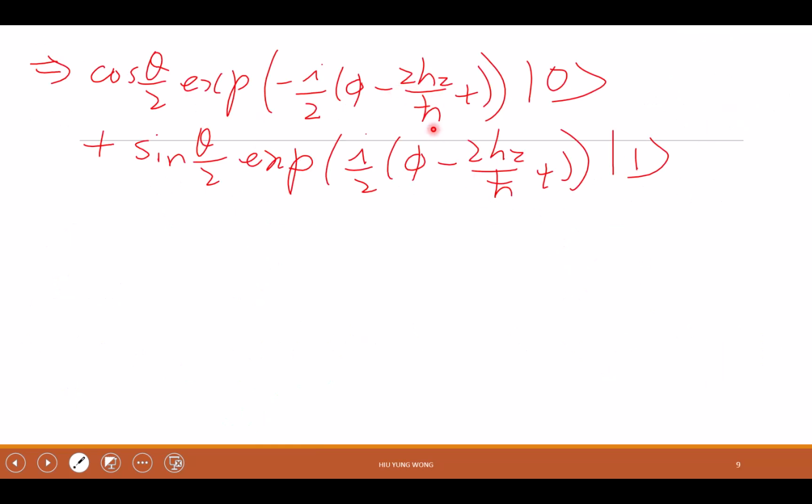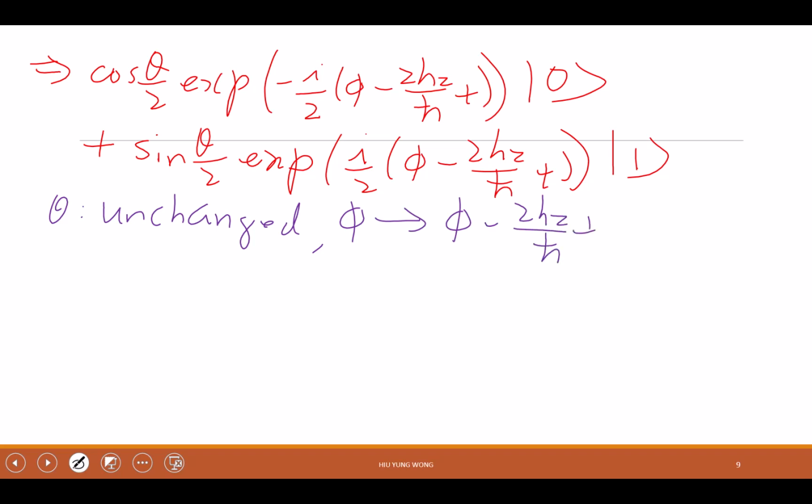These two are exactly the same. And now what is the meaning of this state on the Bloch sphere? It is still saying that I have a polar angle, theta. But the azimuthal angle changed from phi to phi minus 2 h_c divided by h bar times t. Theta is unchanged, but phi becomes phi minus 2 h_c divided by h bar times t.